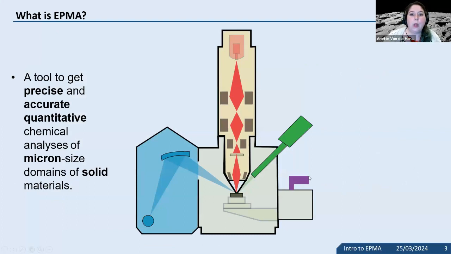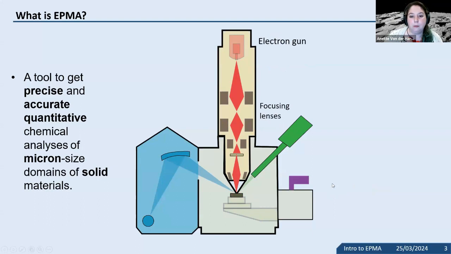Okay, so how does it actually look? This is a schematic of an electron microprobe. At its basis, it's like a scanning electron microscope. It has an electron gun that generates electrons with different types of filaments. And then we have a number of focusing lenses that focus these electrons down on our sample.